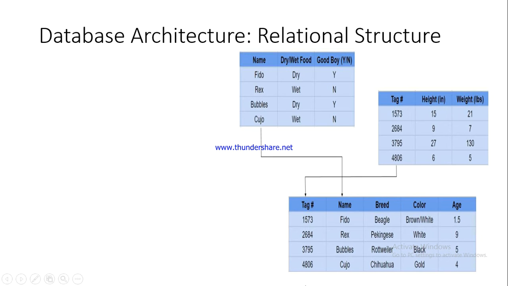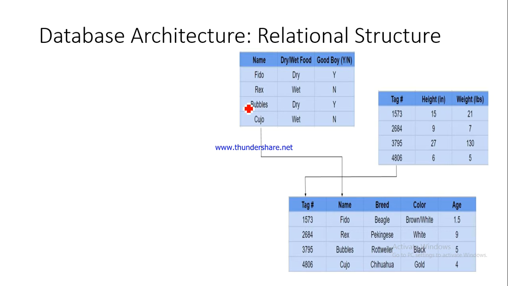See, this is an example of a relational structure. Have a look at the columns here: name, dry or wet food, good boy. And this particular table here will have slightly different ones: tag number, height and weight, and this will also have tag number and name and breed and color and age. So this is basically data of some dogs.